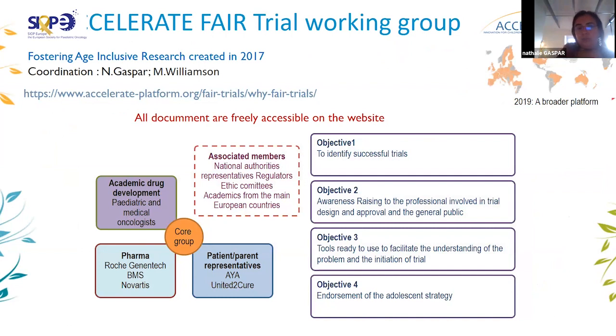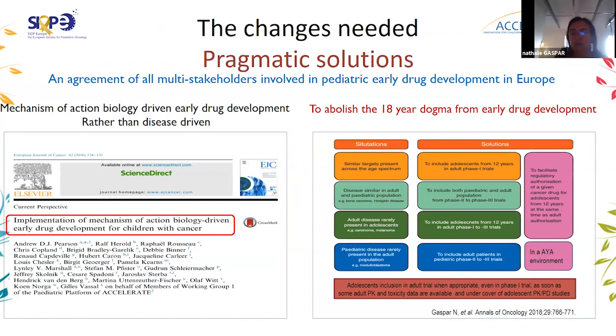In 2017, we created the FAIR group for fostering age-inclusive research with all the stakeholders and adolescents and young adults participating and the parents, with the objective to try to identify successful trials, to try to raise awareness and to bring tools to facilitate the understanding and the pragmatic realization of an adult trial including adolescents, or a pediatric trial including young adults. The pragmatic solution is to get rid of developing trials across pathology, but rather think about mechanism of action of the drug and the biology of the tumor, and also to abolish the 18-year dogma in early drug trial and to try to have trans-age trials, or at least adult trials also open to adolescents.